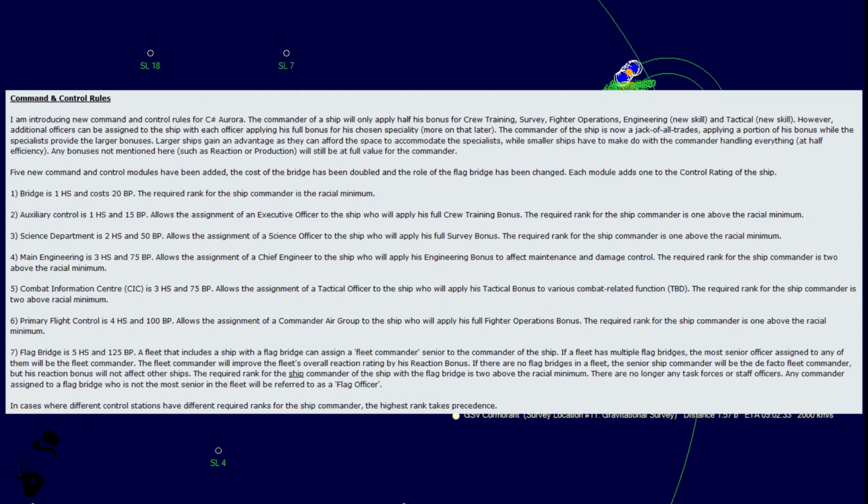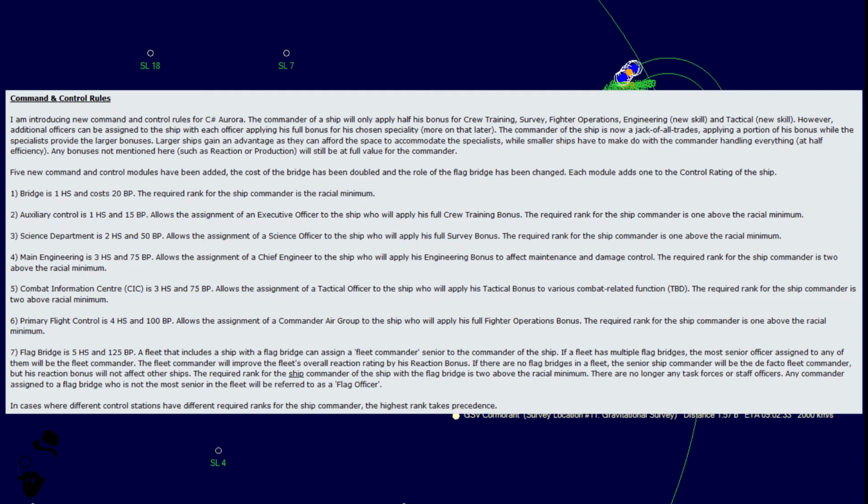First up, the bridge. 1 hull size of 50 tons costs 20 build points. The required rank for the commander is the racial minimum. Auxiliary control is 1 hull size and 15 build points, allows the assignment of an executive officer to the ship who will apply his full crew training bonus. And the required rank is 1 above the racial minimum.